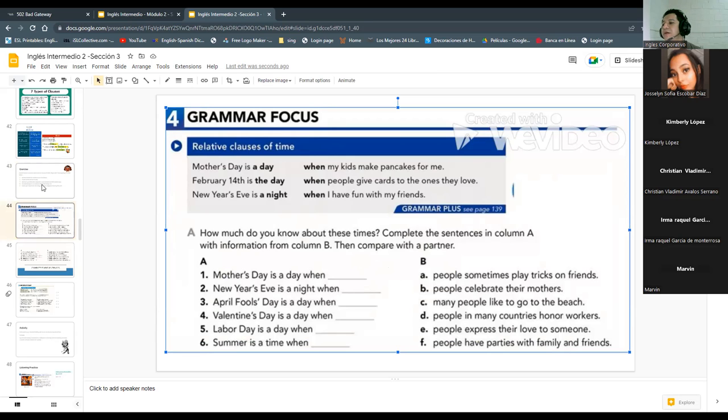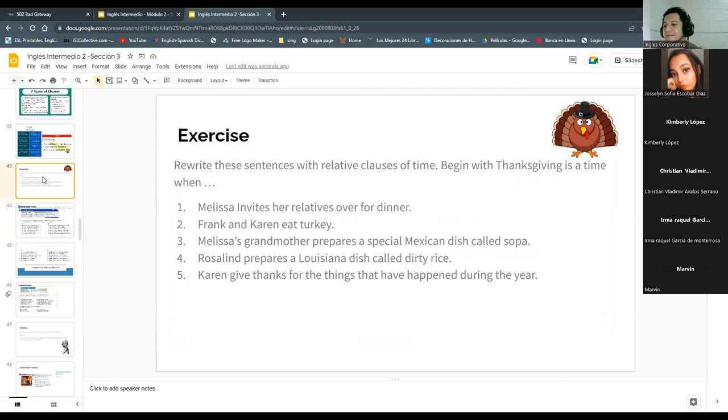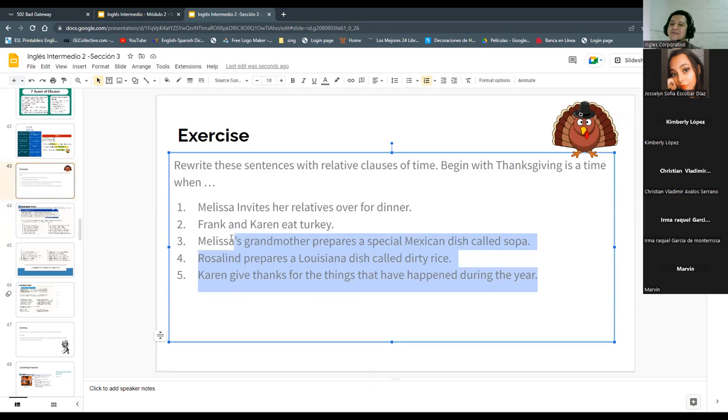No. Okay, what are we going to do? ¿Qué vamos a hacer para mañana? ¿Cuál es la tarea? A ver, alguien que me explique. Vamos a hacer una oración compuesta. Si no lo podemos hacer, podemos usar esta. Thanksgiving is a time when, cualquiera de esas cinco que tenemos ahí. Exactly, perfect. So, choose one of these. Escojan una de estas y las hacen compuestas. O si no, ustedes escriben la suya, okay? Ustedes escriban una que ustedes inventen.